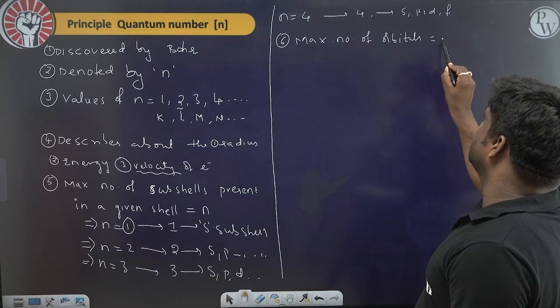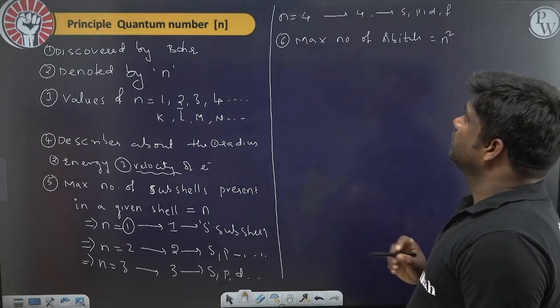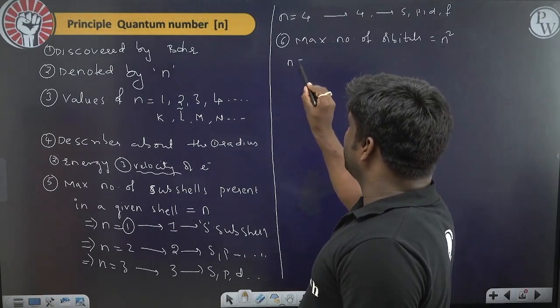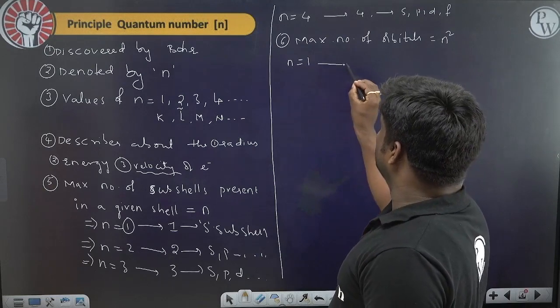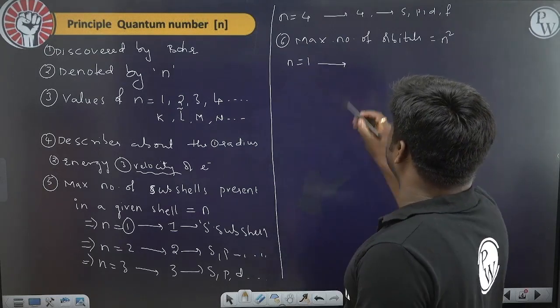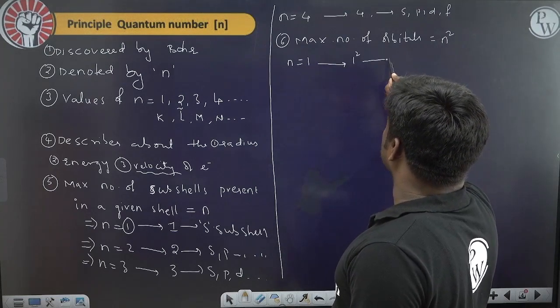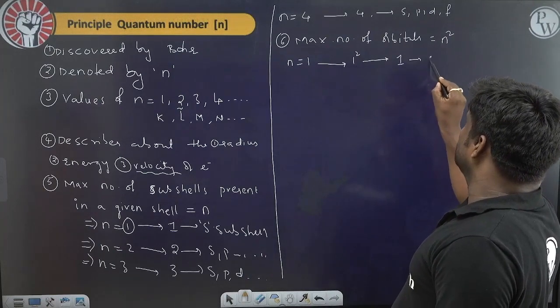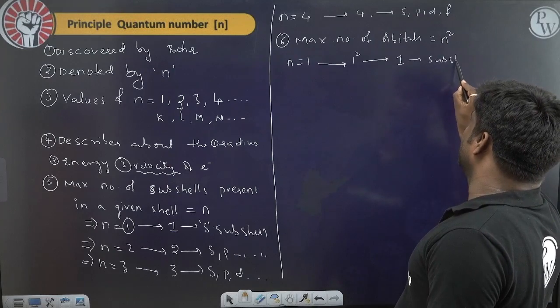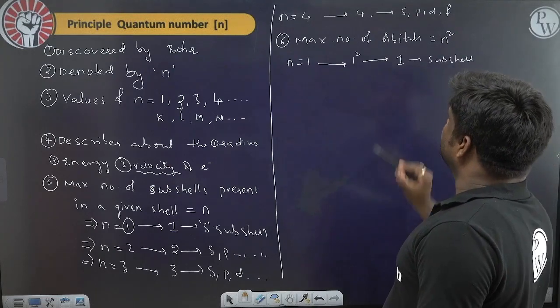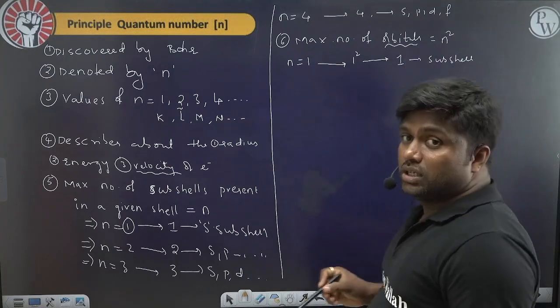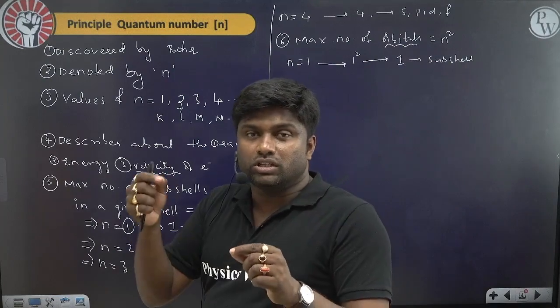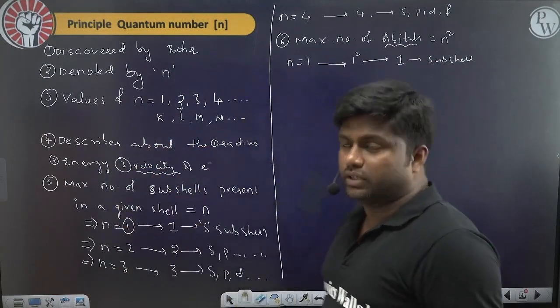And the next point is that the maximum number of orbitals is equal to n square. So if n value is 1, in the first shell the maximum number of orbitals is what? 1 square, which is 1. That is which subshell? The s subshell only. In the s subshell there is one orbital. A shell has subshells, and a subshell has orbitals.